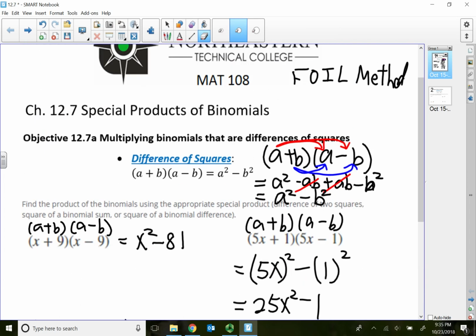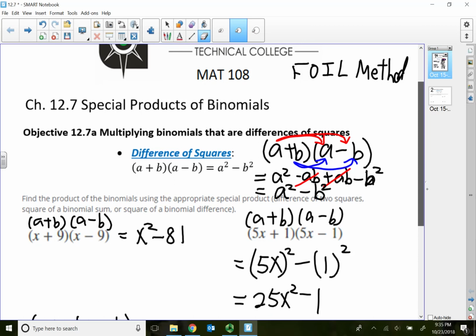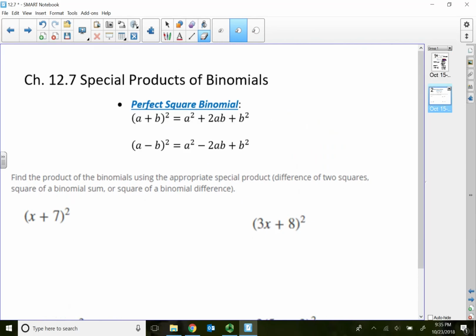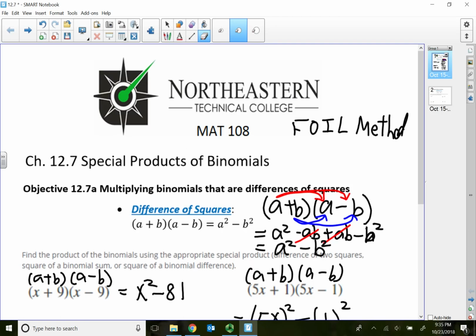Alrighty, so we've added another special product called the difference of squares along with our FOIL method. In the next lecture video, we'll take a look at something called the perfect square binomial, or the textbook calls it the perfect square trinomial. That will conclude this quick lecture video. Thank you for watching.